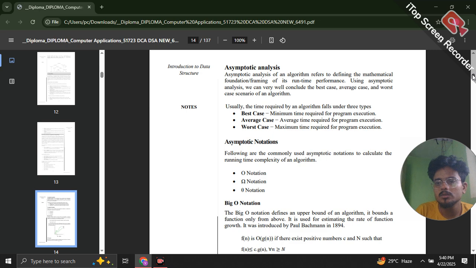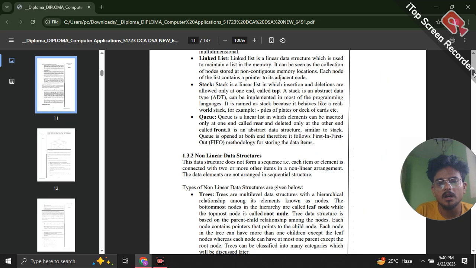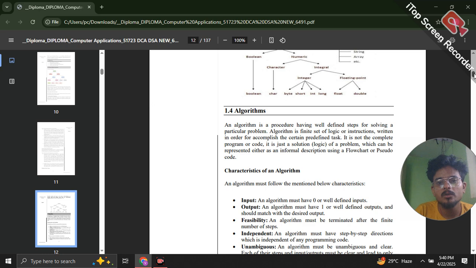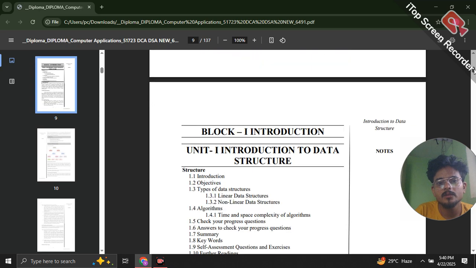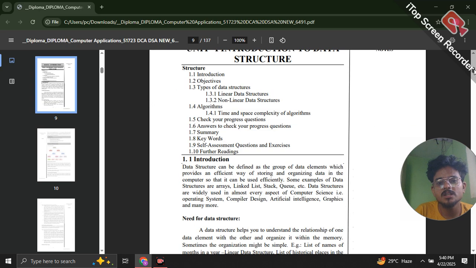So here we end this lecture. What we studied: introduction to data structures. In this we studied data structures, stack and queue. What is a stack? Insertion and deletion happen at the same place, the same node. And what is a queue? A queue is nothing but insertion and deletion happening at two different points. So in this way we studied.